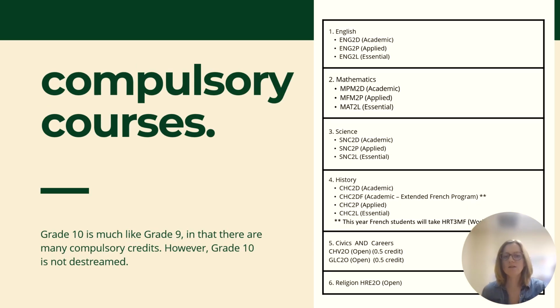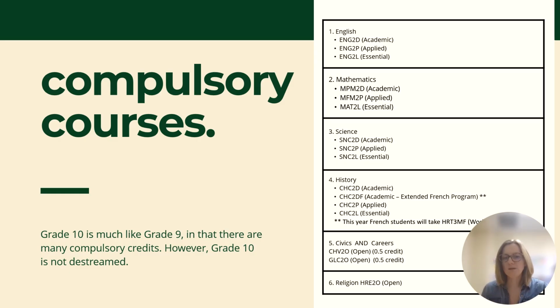In this slide here, you can see the different levels. So English, as I said, you have your academic that leads on to university prep courses, applied, which leads on to college prep courses, and essential or locally developed, which continues on to workplace level courses in grade 11 and 12. Math, same deal. You've got all 3 options. Science, you also have all 3 options.